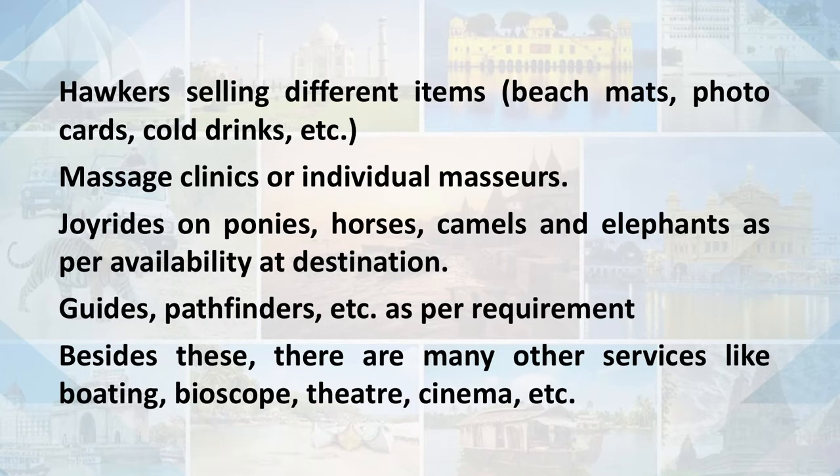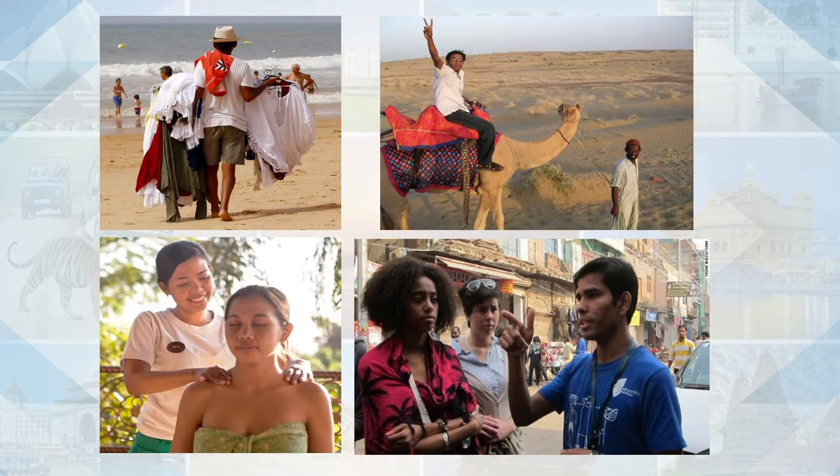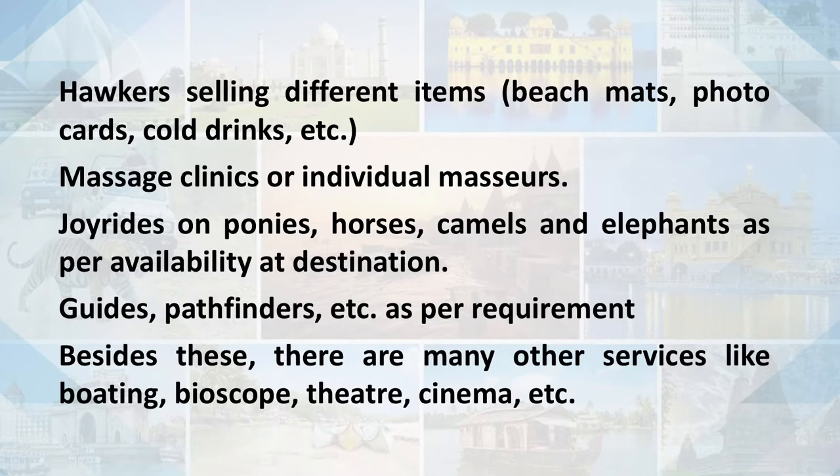Then there are hawkers selling different items in that particular area, and they will be known for that. For example, if I want to purchase a beach mat or some photo equipment or some other equipment, there will be hawkers who are doing a brisk business. They know that in the tourist dominated areas, such equipment is always in need, so they will be selling only those items.